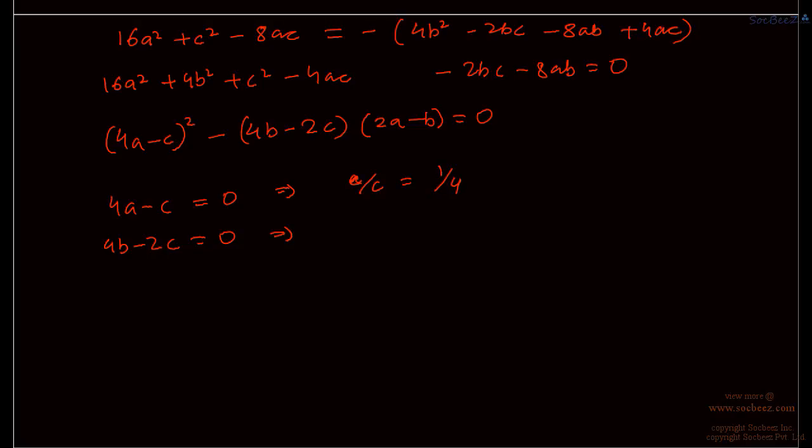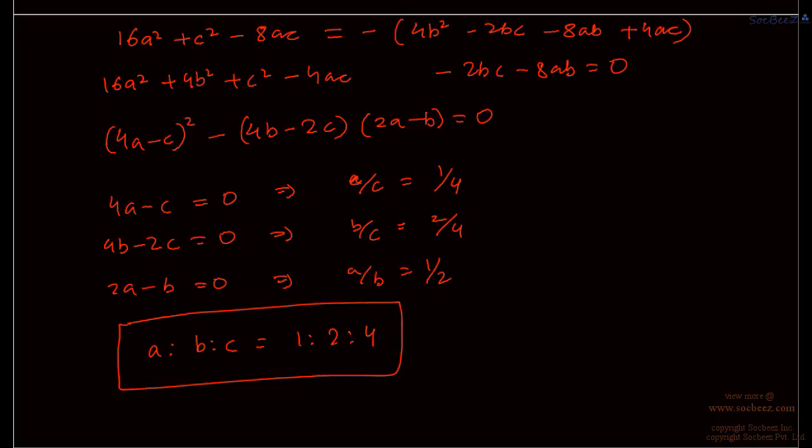Similarly, 4b minus 2c equal to 0 gives us 4b is equal to 2c, or b by c is equal to 2 by 4. And last, 2a minus b is equal to 0 gives us 2a is equal to b, or a by b is equal to half. Combining all of them, what do we get? We get a is to b is to c is nothing but 1 by 4 is to 2 by 4 is to 1, right? Or taking it as numerals, a is to b is to c is equal to 1 is to 2 is to 4.